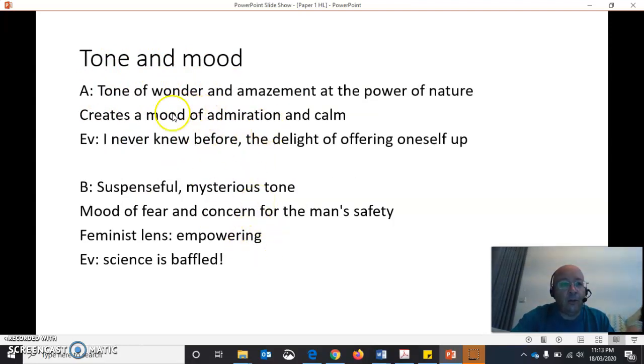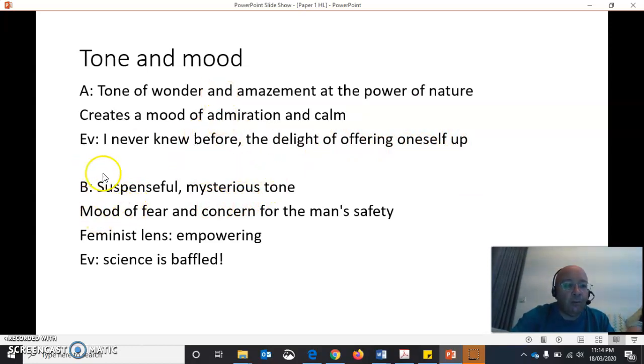Okay, the tone and mood in the first one, pick some good adjectives, pick strong adjectives here. Wonder, amazement, things like that. There's a mood of admiration and maybe calm as we listen to this person who's enraptured by nature. Evidence: "I never knew before," "the delight of offering oneself up," and this kind of self-sacrifice to be at one with nature is a big part of that text.